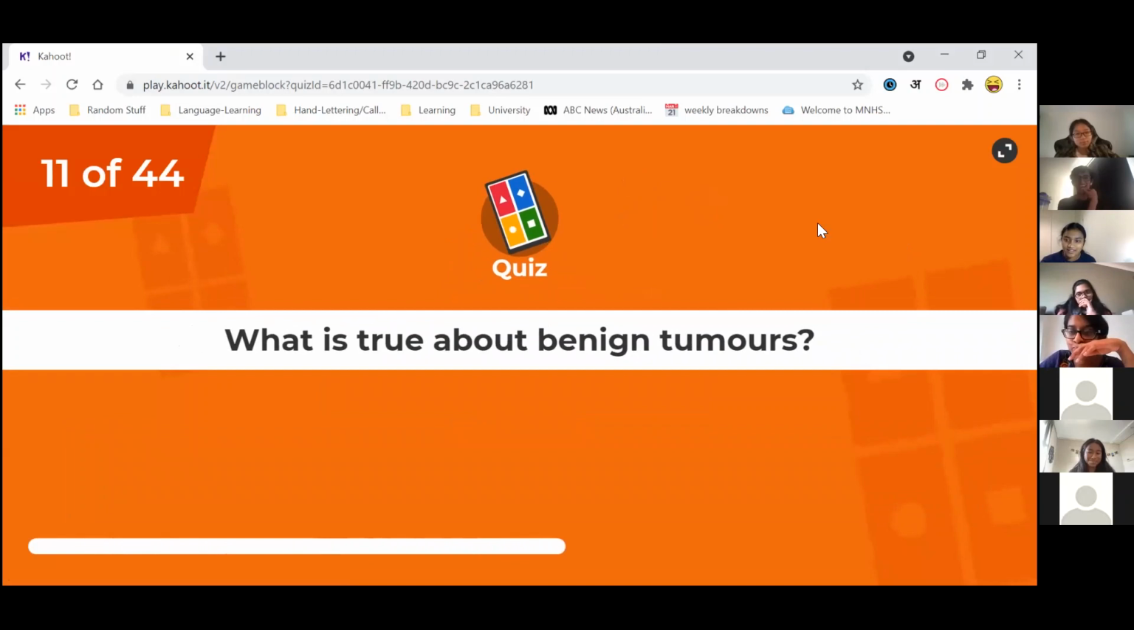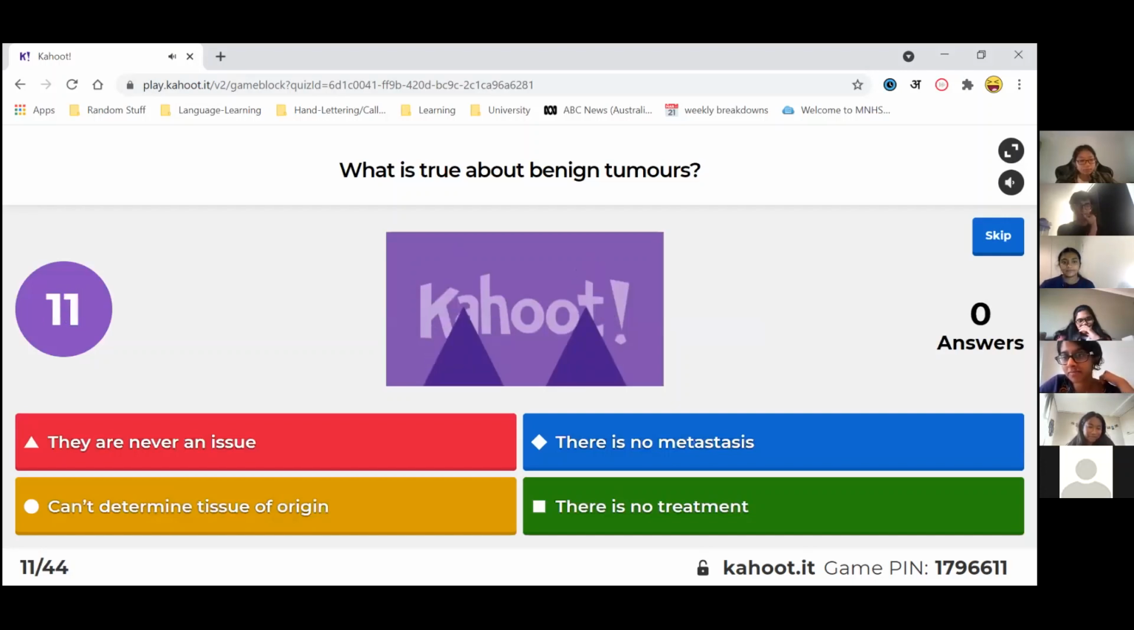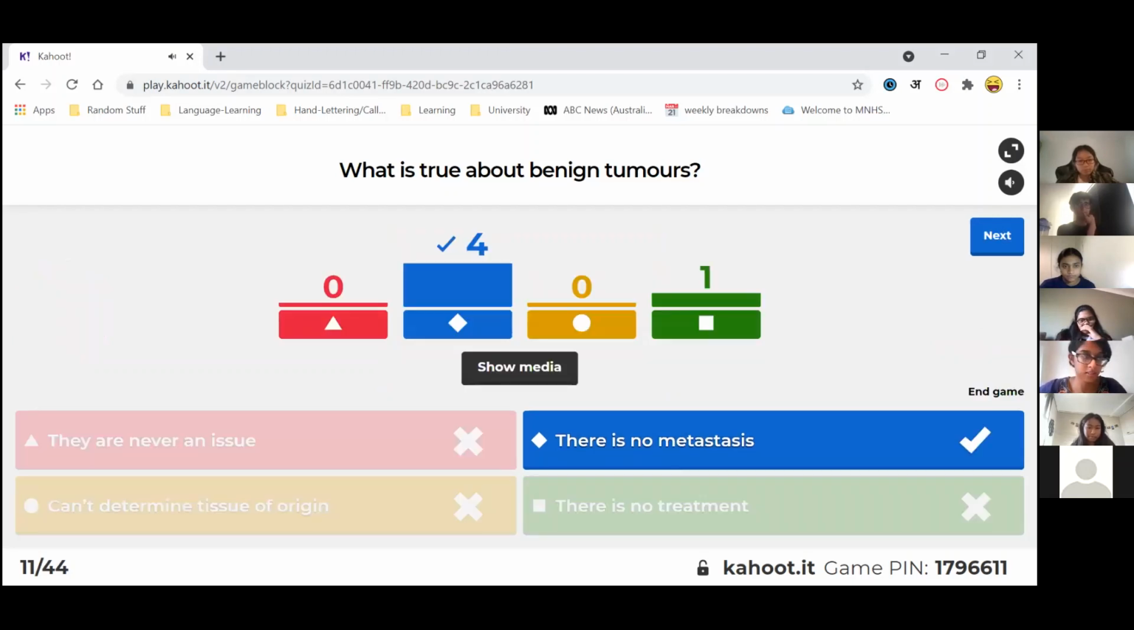What is true about benign tumors? Yep, so there is no metastasis with benign tumors. They can be an issue if they grow in a very small space, like the brain, perhaps. You can determine the tissue of origin, and with treatment, usually it's surgery. So yes, you can treat benign tumors.